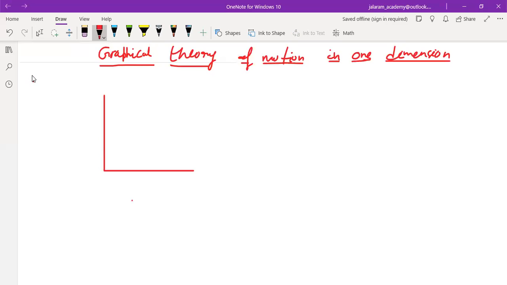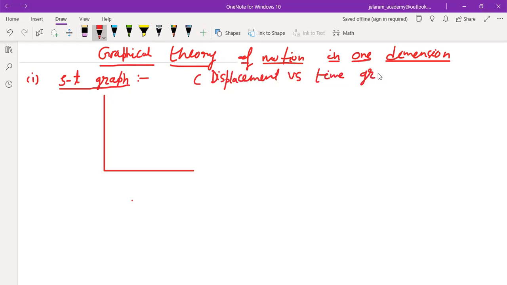So starting with the first type of graph, which is the displacement time graph. ST graph means displacement time graph. Draw in your notebook the ST graph, the displacement time graph. S for displacement and T for time. So this graph is called the displacement versus time graph. Displacement is denoted by S and time is denoted by T.